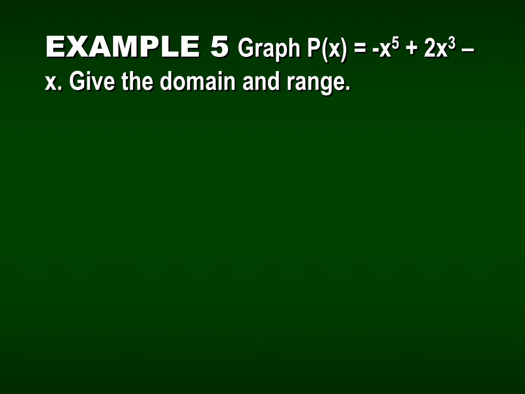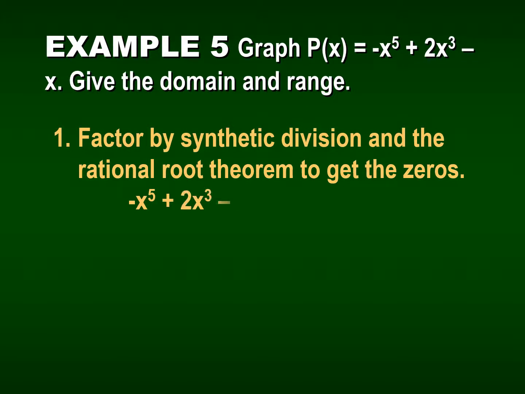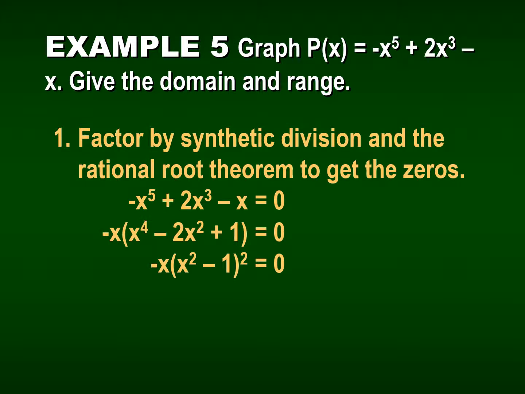All right, another example. Negative x to the 5th plus 2x cubed minus x. So factor by synthetic division. First of all, before we do that, let's go ahead and factor out an x to make it a little bit easier for us. And so now we're just dealing with this x to the 4th minus 2x squared plus 1. We actually factored out a negative x. So now we can either use synthetic division or we can just factor using the reverse box method. And we end up with x squared minus 1 squared, which means that this is difference of squares. It's x minus 1, x plus 1. And since it's squared, then those happen twice as well.